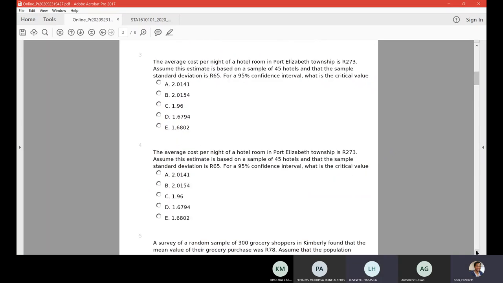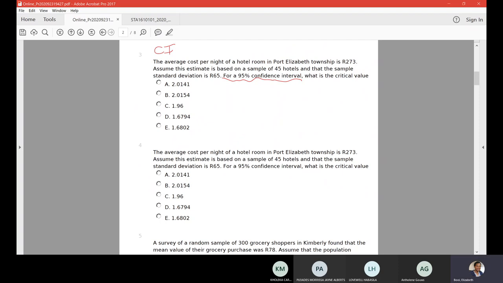It asks, the average cost per night of a hotel in Port Elizabeth Township is $273. Assume the estimate is based on a sample of 45 hotels and that the sample standard deviation is 65. For a 95% confidence interval and high. Then it means we are now in confidence interval, which is study unit 8. We're no longer in the sampling distribution.